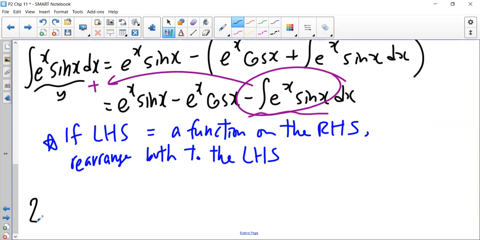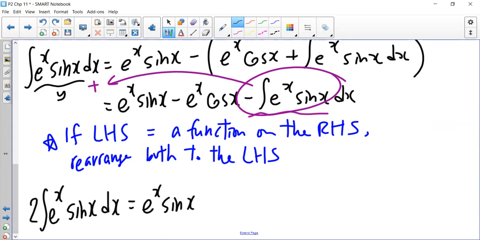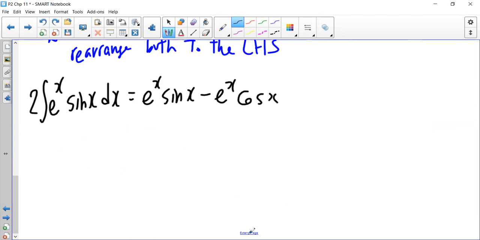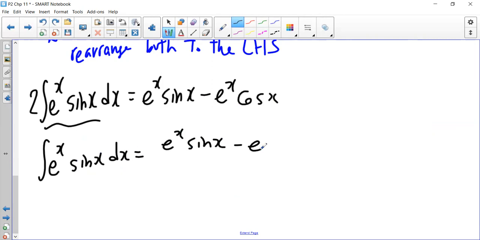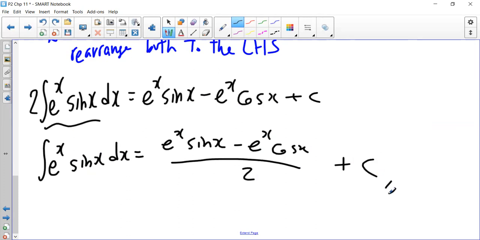It becomes 2 lots of the integral of e to the power of x sine x dx, which is e to the power of x sine x minus e to the power of x cos x. Then all I need is the integral, so I can divide the 2 over. This is a special trait, divide by 2, so it becomes e to the power of x sine x minus e to the power of x cos x over 2, plus c. So that's the final answer.